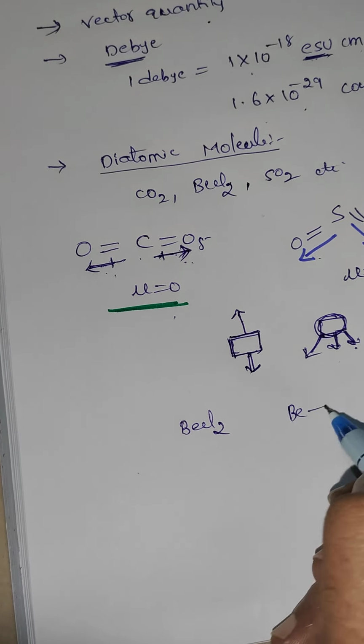Like this, HF, HCl, HBr, HI. Here also there is an electronegativity difference. How to calculate dipole moment? We have mu is equal to Q into D, charge into distance between the two atoms. Where there is more electronegativity difference, they have more dipole moment.